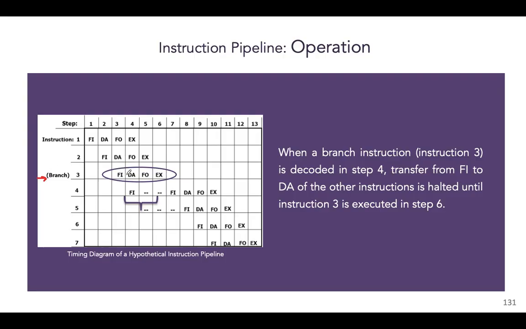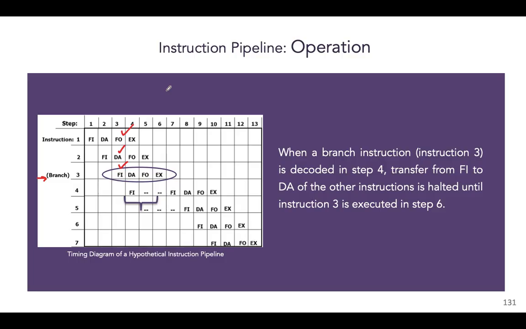In step 3, instruction 3 will be fetched. In step 3, instruction 2 is being decoded. In step 3, instruction 1, operands of instruction 1 are being fetched, right? These 3 steps are being executed on 3 different instructions at the same time.